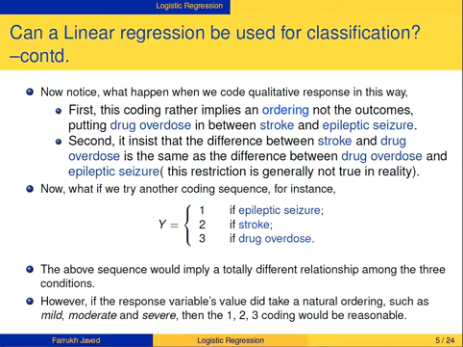So if the response variable did take a natural ordering such as mild, moderate, or severe, then 1, 2, 3 coding would be reasonable, because of course we know mild is lesser than moderate and moderate is lesser than severe, right? But right now we don't have a natural ordering. So if we don't have a natural ordering, it's really dangerous to use coding and then run a linear regression.